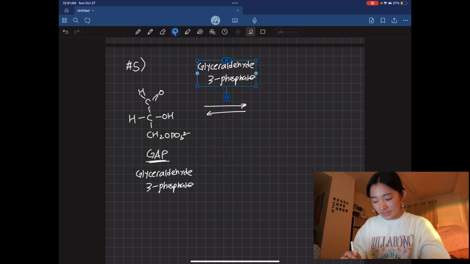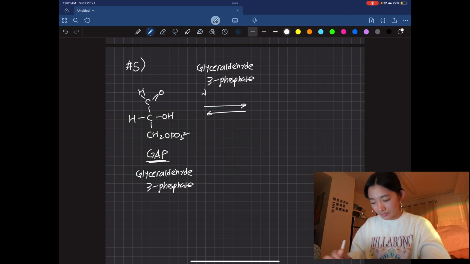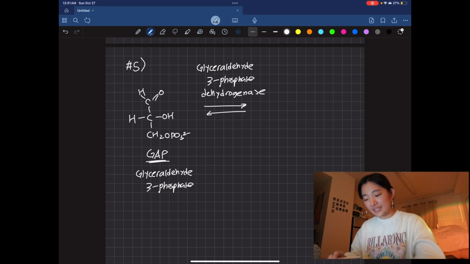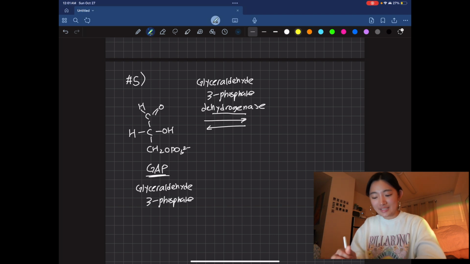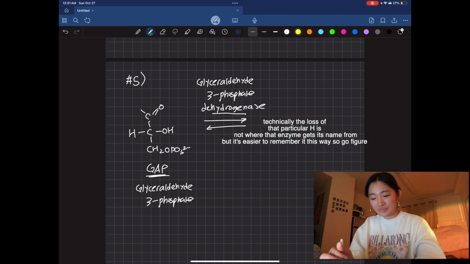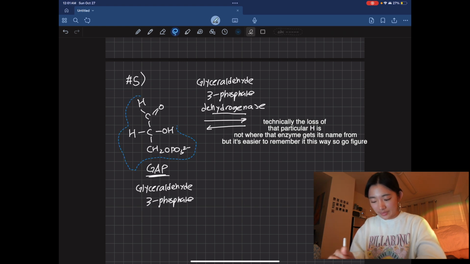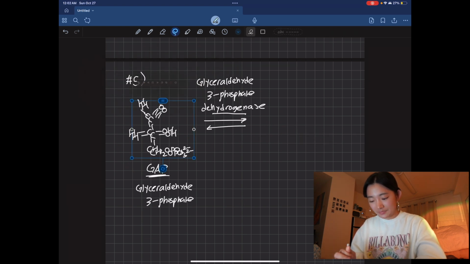So the enzyme name is literally substrate plus what it does. Dehydrogenase. Take a wild guess on what it's going to do to the GAP molecule. Dehydrogenase, right? So it's going to get rid of dehydrogen, right? So the end product looks something like this.